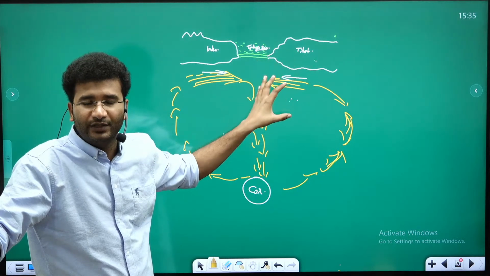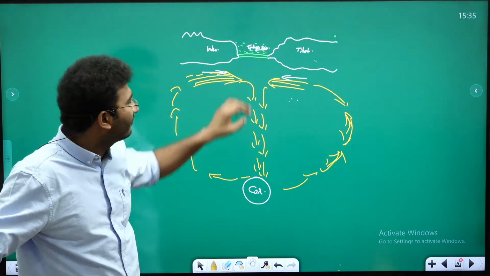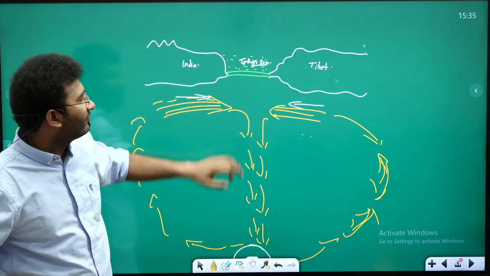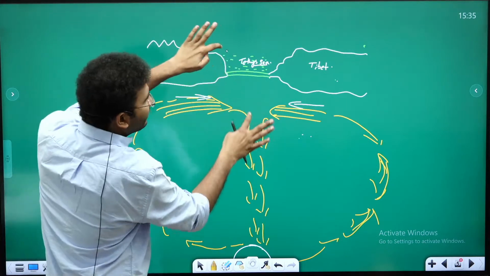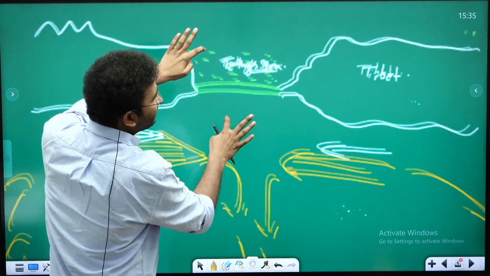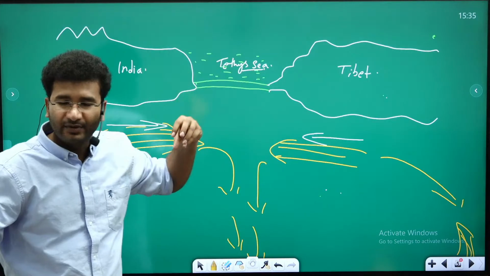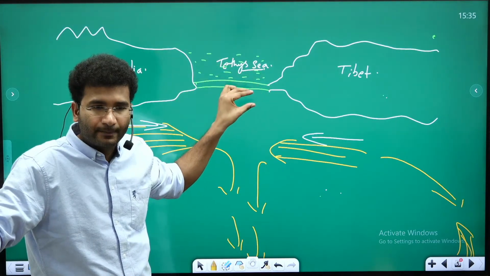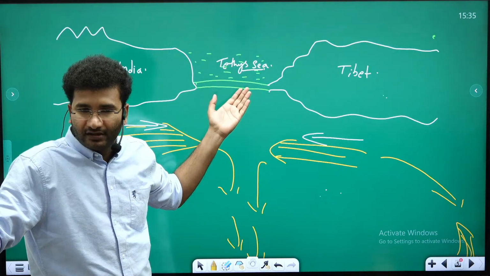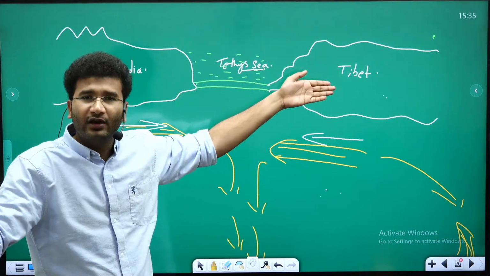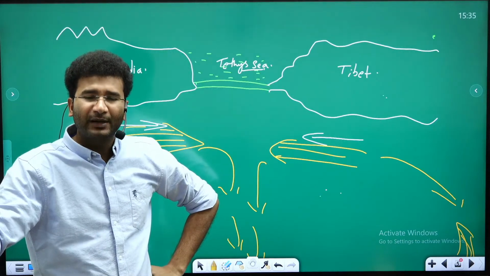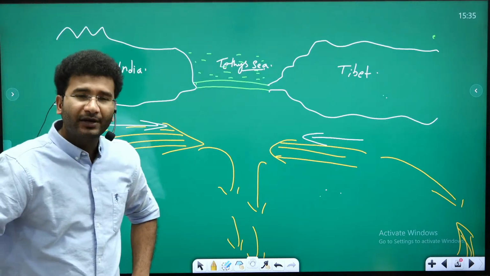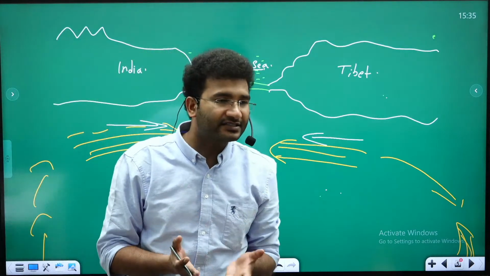They started to collide with each other, but in between you have a very, very big Tethys Sea, which is having on an average thickness of 5 kilometers, but you know that the density of the Tethys Sea is very high because it's an oceanic plate. So when Tethys Sea and Tibetan plate collide with each other, which plate will sink? Is it Tethys Sea or is it the Tibetan plate? It is the Tethys plate.